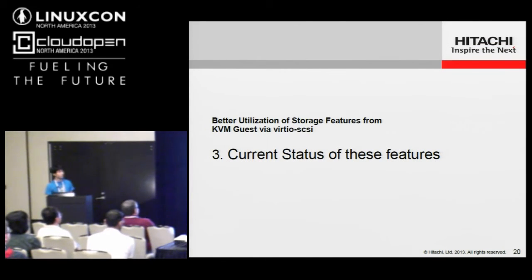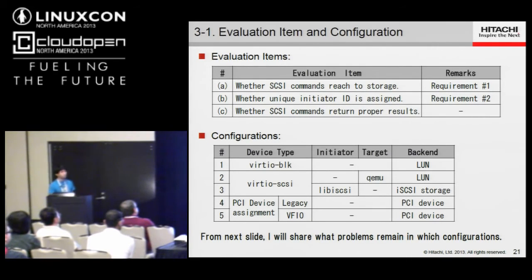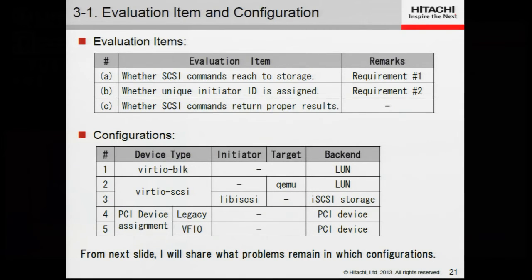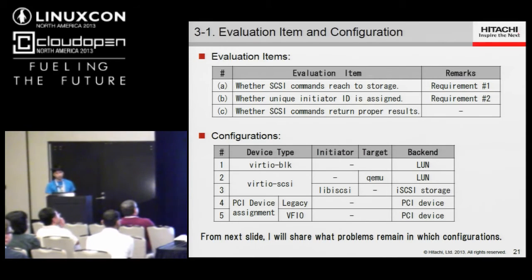The current status of these features. I have set three evaluation items from the requirements explained in chapter one. First item is whether SCSI commands reach the storage, from requirement one. The second item is whether a unique initiator ID is assigned, from requirement 2. And the third item is whether SCSI commands return proper results. I evaluated these items with the 5 configurations explained in the last chapter. From the next slide, I will share what problems remain in which configuration.